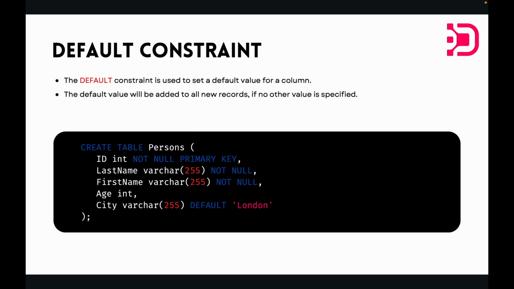So for this example, I've created a table persons and I've added a column city and given it a default constraint wherein it would insert the city London whenever no city is specified while data is being inserted. So that's a bit about the default constraint. And yeah, this was just a high level overview of the major constraints in SQL Server. In the next few videos, I'll be taking a deeper dive into each of these constraints along with an implementation and a demonstration.